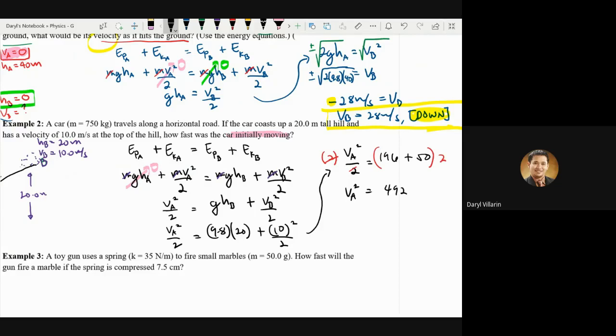And again, taking the square root of both sides, well, that would be v sub A. Well, this would be moving to the right, so I take the positive sign. So that would give me 22.2 meters per second, or again, positive means that it would be moving to the right.